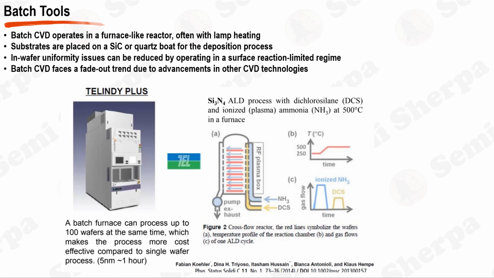Despite these challenges, batch CVD, particularly LPCVD, has served as a workhorse in the semiconductor industry for many years. However, with the advancement in CVD technologies and the push for better control over film properties and uniformity, batch CVD has been experiencing a fade-out trend, being replaced by other variants like single-wafer CVD and semi-batch CVD that offer more advantages. For a more detailed comparison between single and batch processes, be sure to check out my video episode titled Fab Part 3, Single versus Batch Process Equipment.